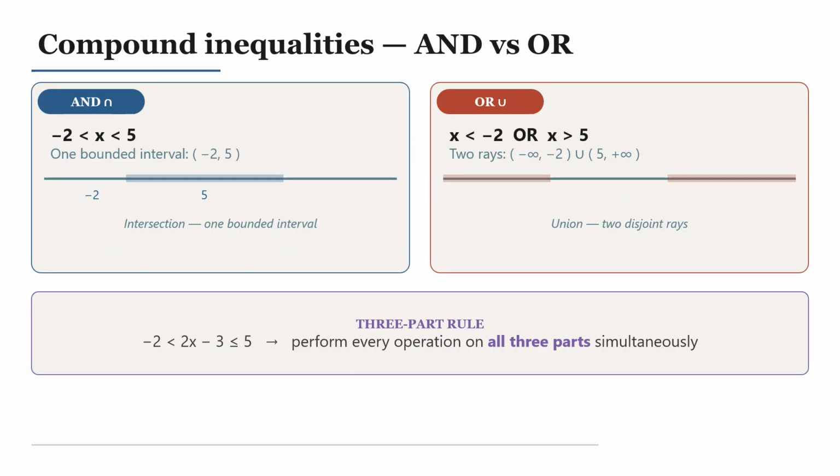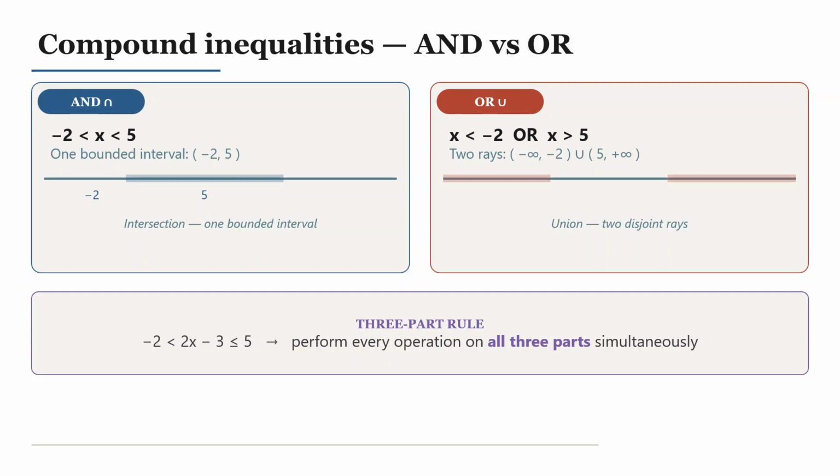Compound inequalities come in 2 flavors. And, also called intersection, requires both conditions simultaneously. Negative 2 is less than x less than 5 means x is greater than negative 2 and less than 5, one bounded interval. Geometrically, you are intersecting 2 rays and keeping the overlap.